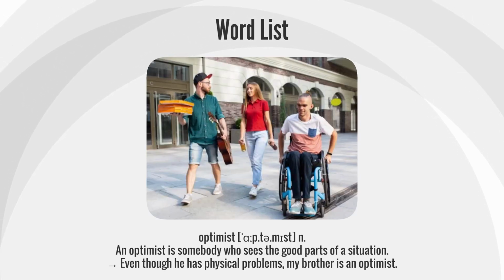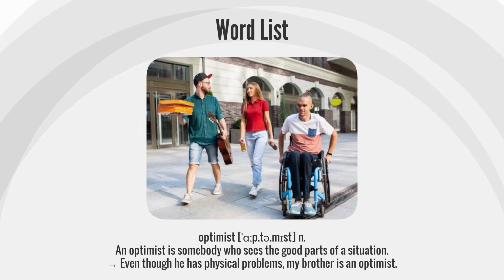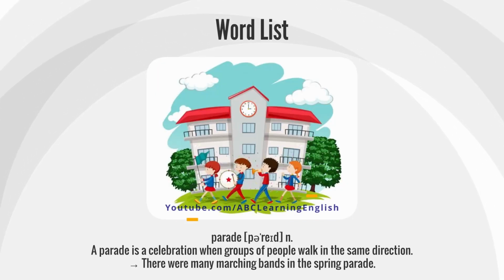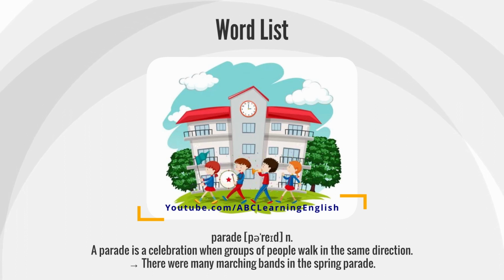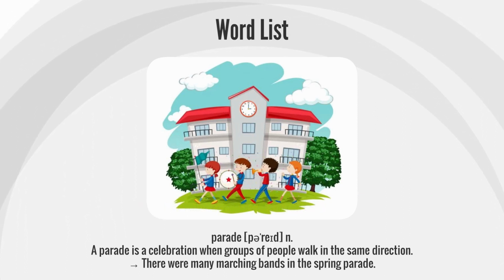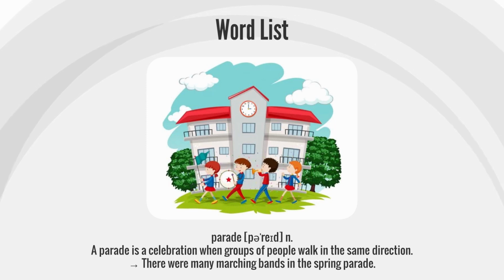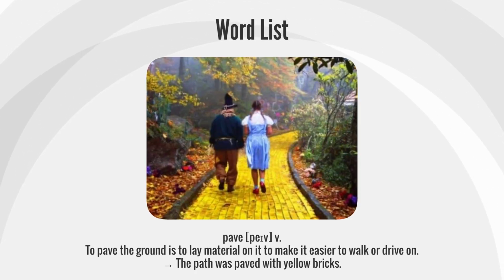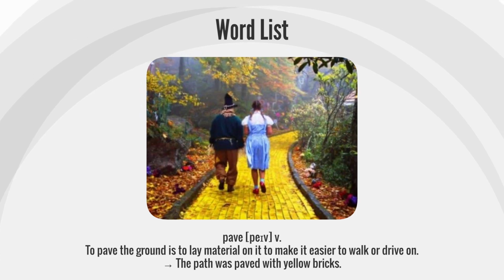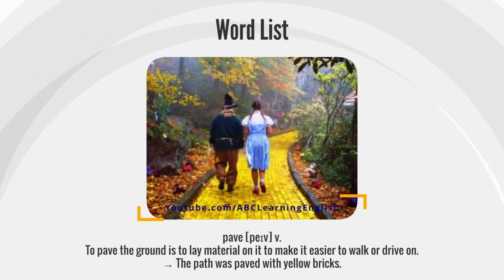Optimist. An optimist is somebody who sees the good parts of a situation. Even though he has physical problems, my brother is an optimist. Parade. A parade is a celebration when groups of people walk in the same direction. There were many marching bands in the spring parade. Pave. To pave the ground is to lay material on it to make it easier to walk or drive on. The path was paved with yellow bricks.